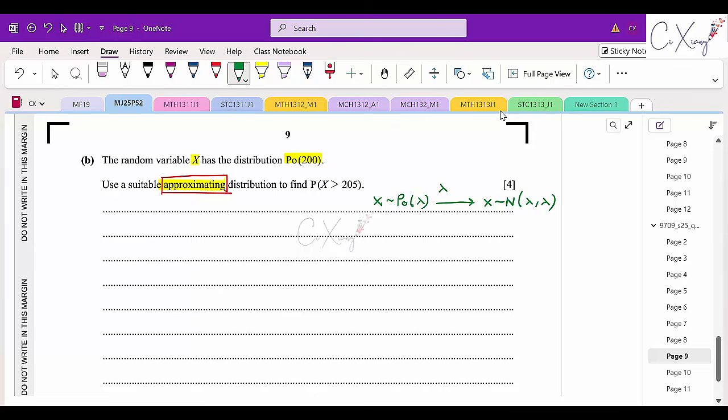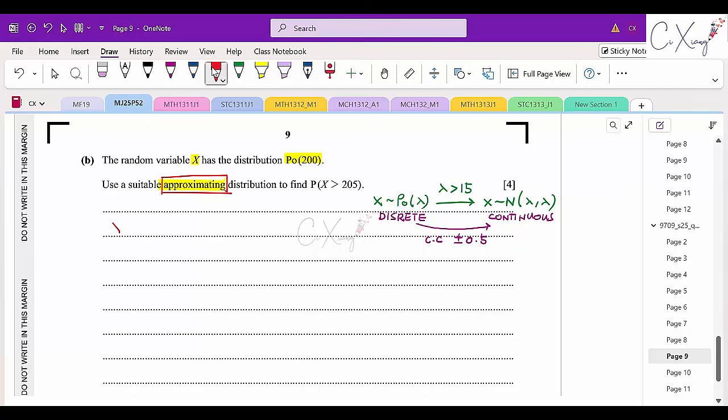The general condition is that lambda is large, greater than 15. Then you can change it to become normal. A small reminder here: when you are approximating from Poisson to normal, Poisson is a discrete random variable and normal is a continuous random variable. Therefore, you have to apply continuity correction. Usually I put it as CC, continuity correction, which is either plus 0.5 or minus 0.5 in your variable.